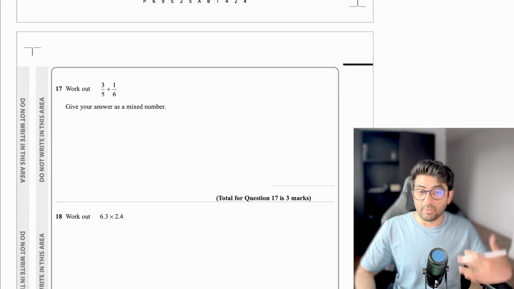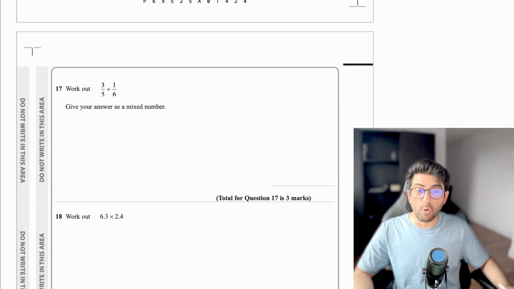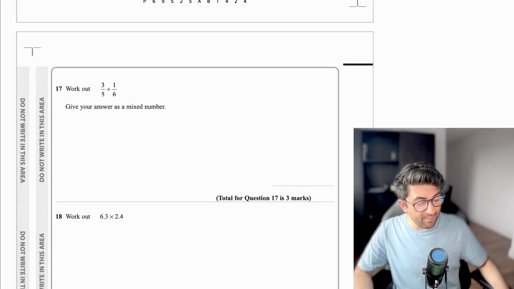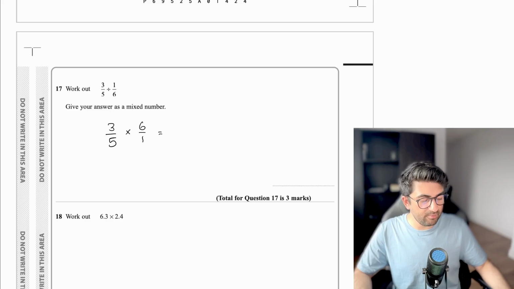Okay, work this out, which is 3/5 divided by 1/6. Give your answer as a mixed fraction. Okay, so when we're dividing fractions, we've got to flip the second fraction. We've got to multiply, and we've got to keep the first one the same. And then we work it out. So 3 times 6 is 18. 5 times 1 is 5.